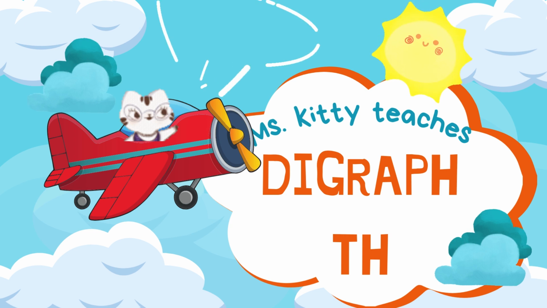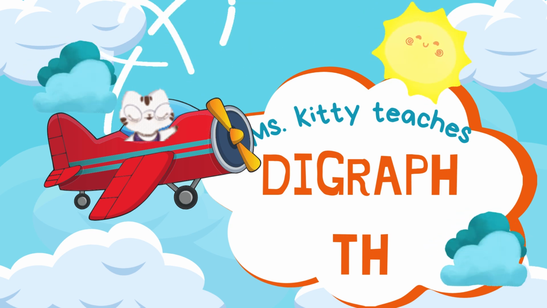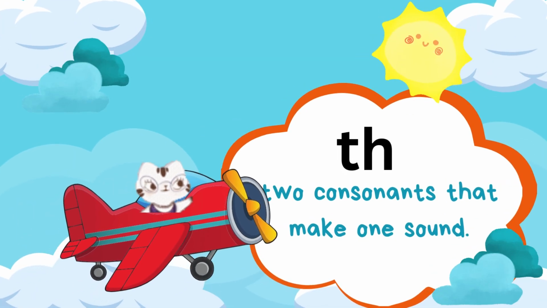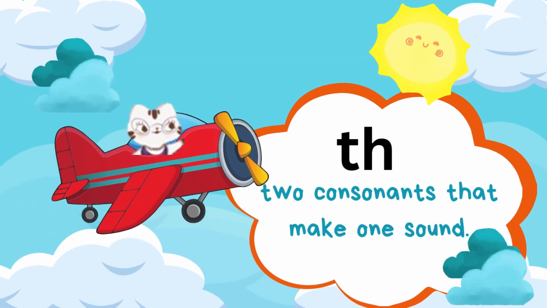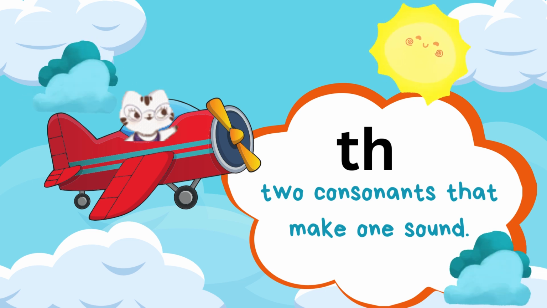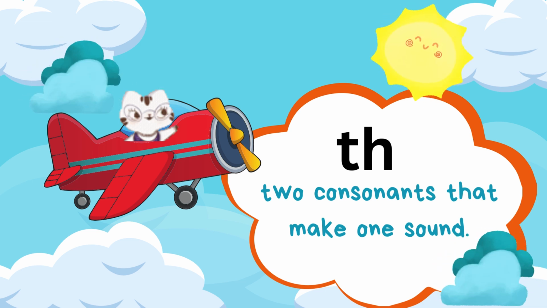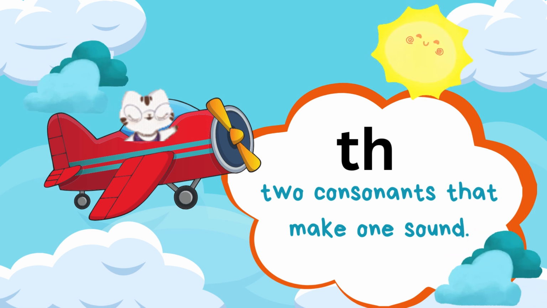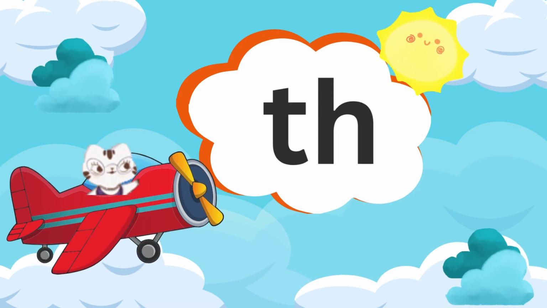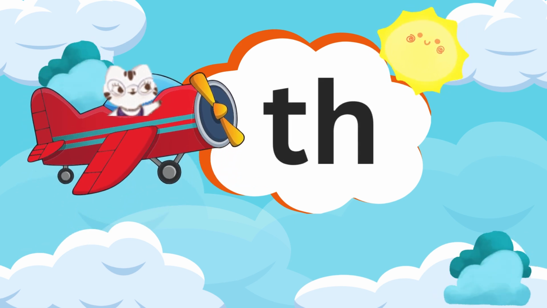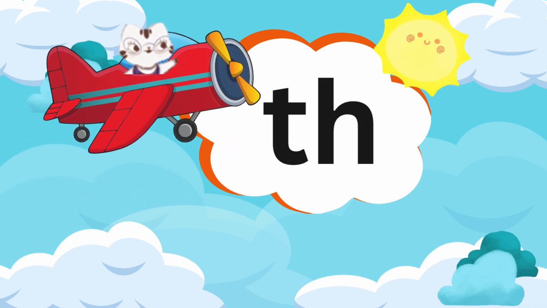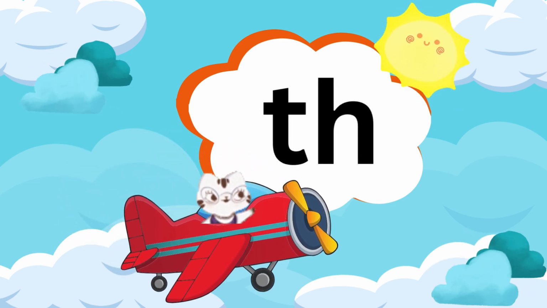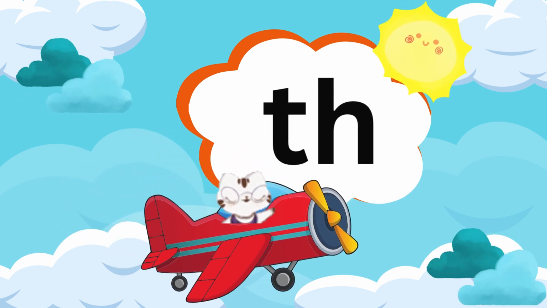Today we will learn about the digraph TH. Let's start. A digraph is when two letters make one sound. We know letter T sounds T and letter H sounds H. But when they come together, they create a unique new sound. TH can have two sounds. A soft sound as in you'll notice you release air through your teeth and tongue as you say it. Practice with me.